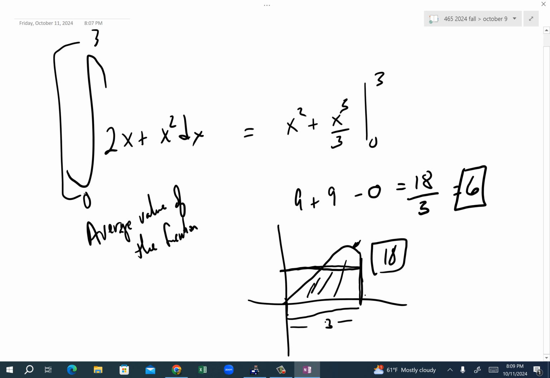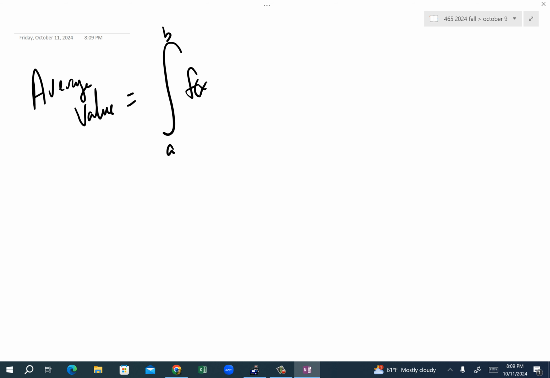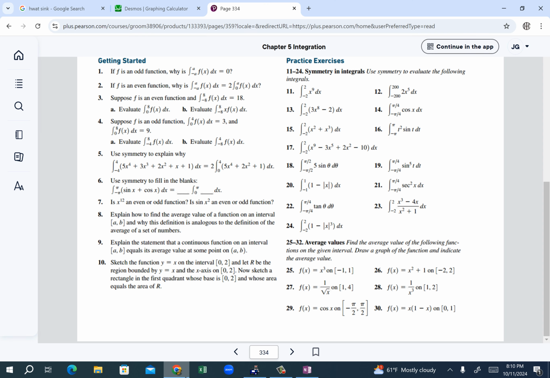Facts. And in fact, this is how the big kids write it. The average value of the function is equal to the integral from a to b of f of x dx, divided by b minus a. That's it. What you're doing is dividing by width to get height. Ta-da! All right, let's do a couple more of those.